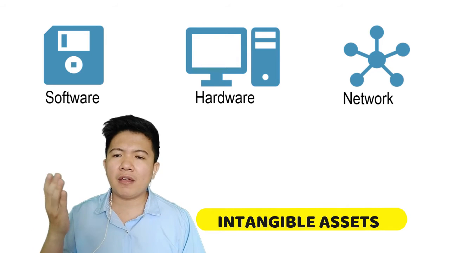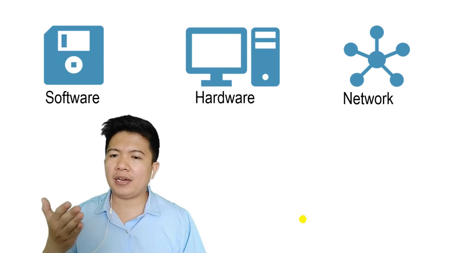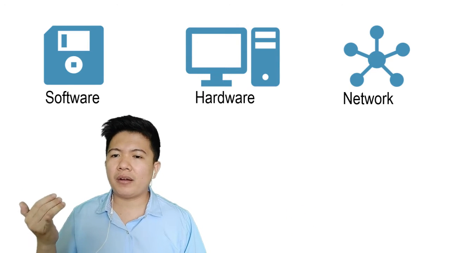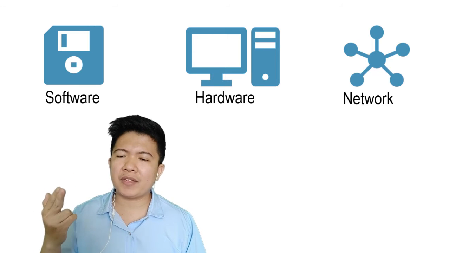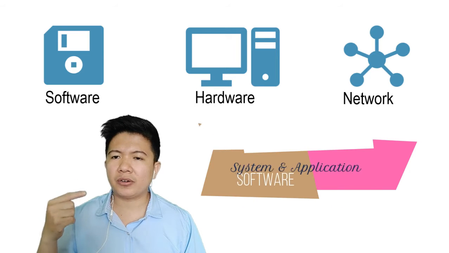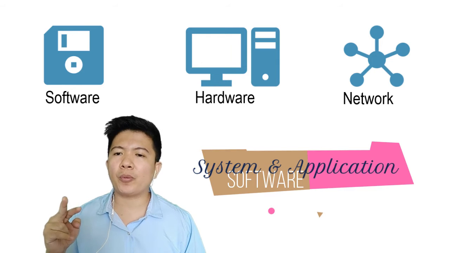Softwares often fall into two categories. However, we have other classifications such as middleware, firmware, and utilities. These two main classifications of softwares are application programs or the application software and the system software or your operating system.